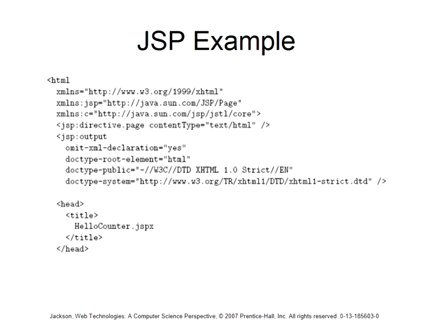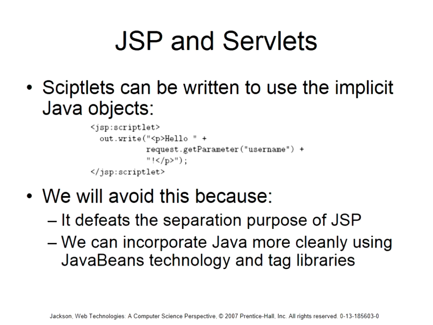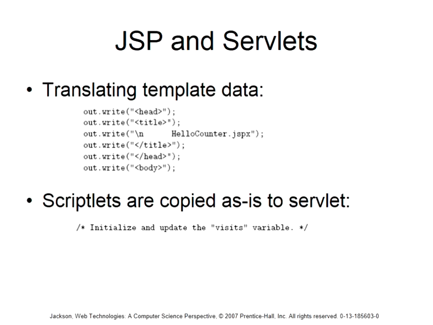All this data will be translated by out.println. Head, title, hello counter, and title and head will be translated here by out.write, out.write head, out.write title, out.write hello counter.jsp, etc. This is the manner to translate HTML code when we translate a template data in a GSP file into a servlet.